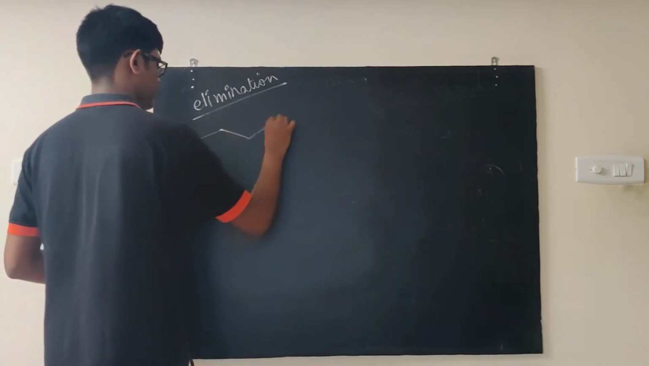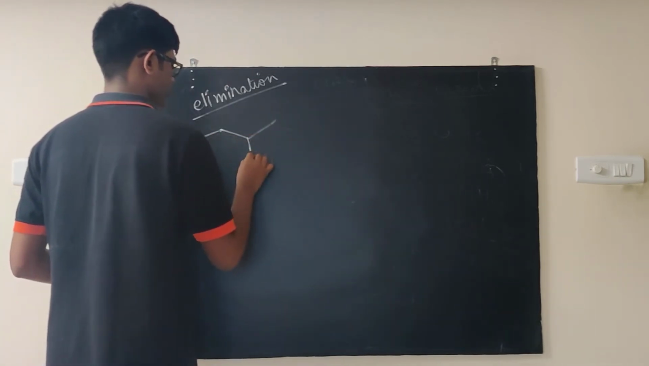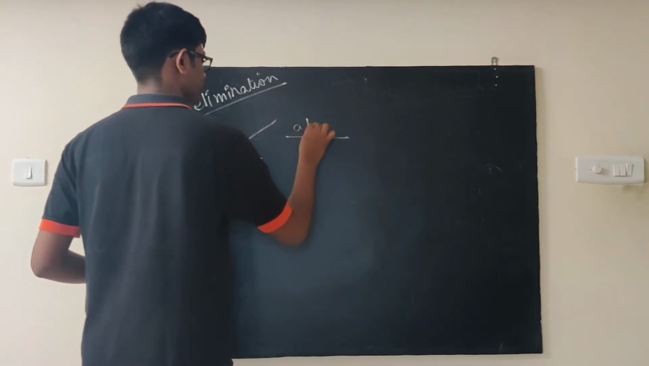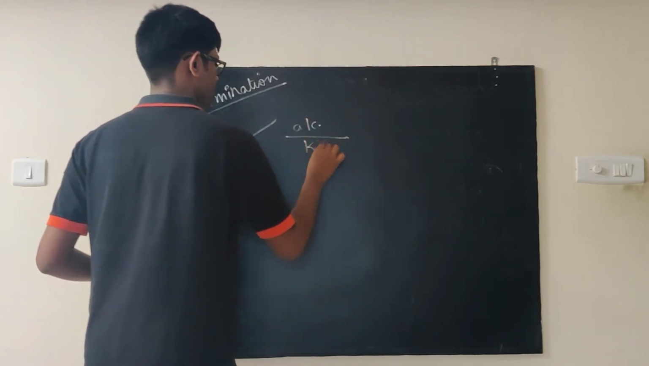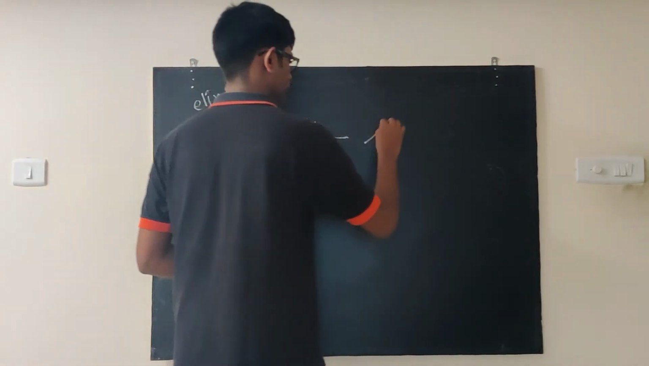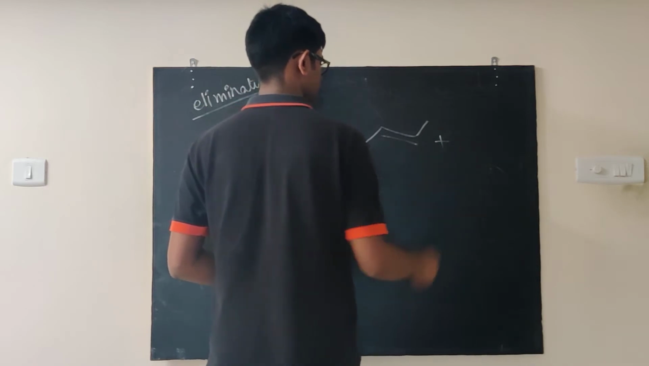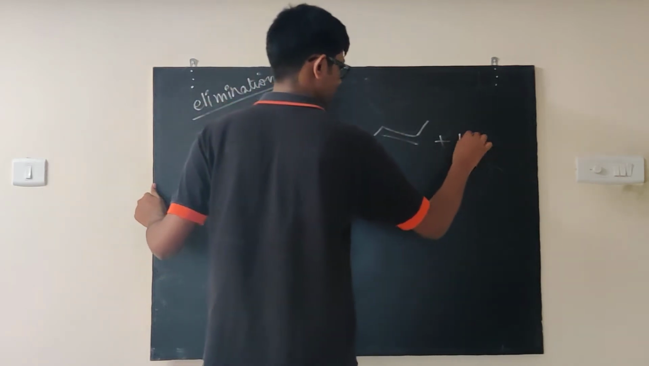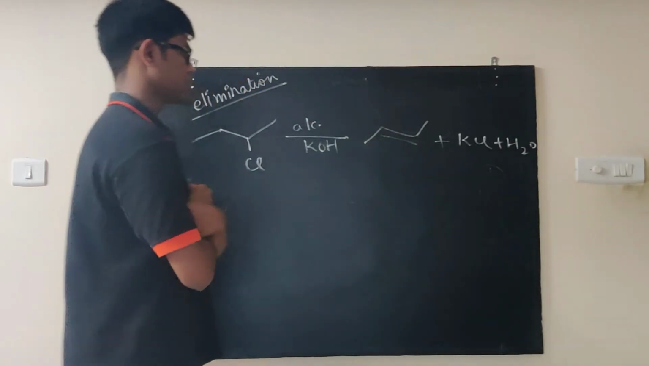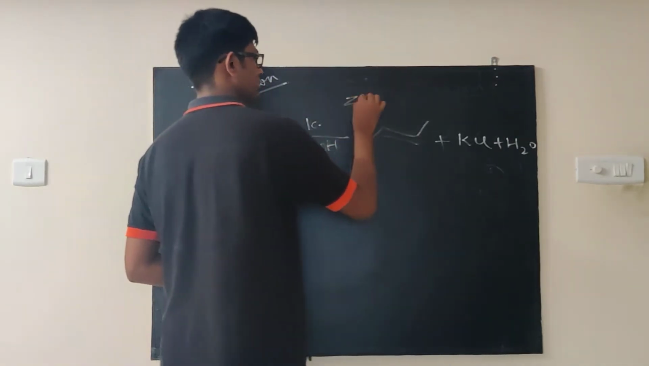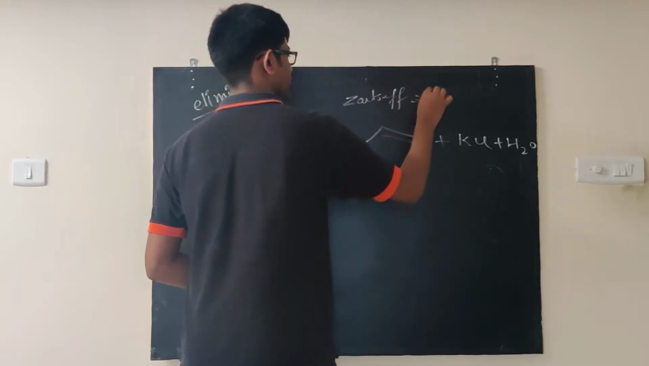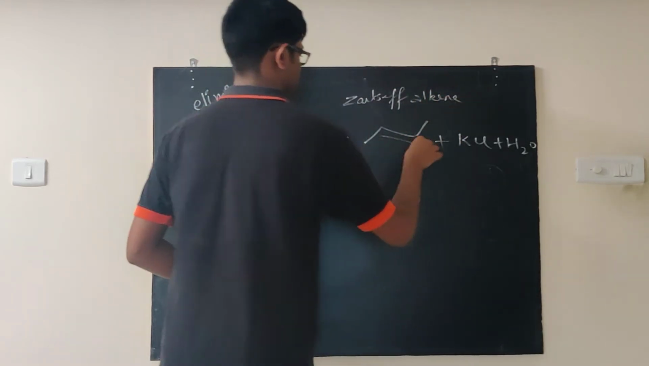So, for example, if I have a haloalkane like this, for example, 2-fluorobutane, right? And if I add alcoholic KOH, we have already seen that the major product formed will be this, right? Plus 2-butene plus KCl plus water, right? Dehydrohalogenation. Now, this is what we call the Zaitsev alkene, right? The more substituted alkene is called the Zaitsev alkene.